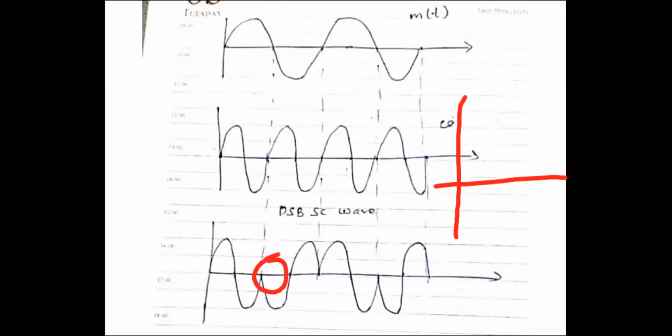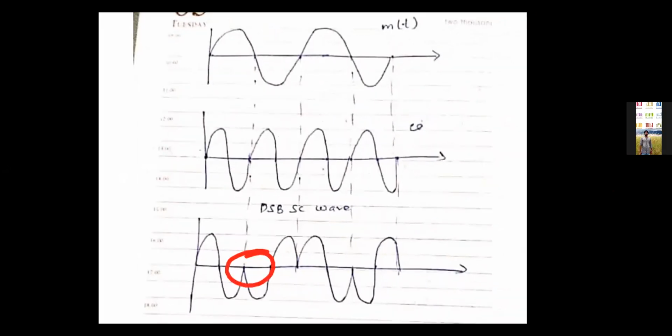This is like phase reversal. If the waveform is going like this, there is no phase reversal. But see here there is some change. Instead of going this way, it is going this way. So that means there is some abrupt phase reversal. Where is it happening?